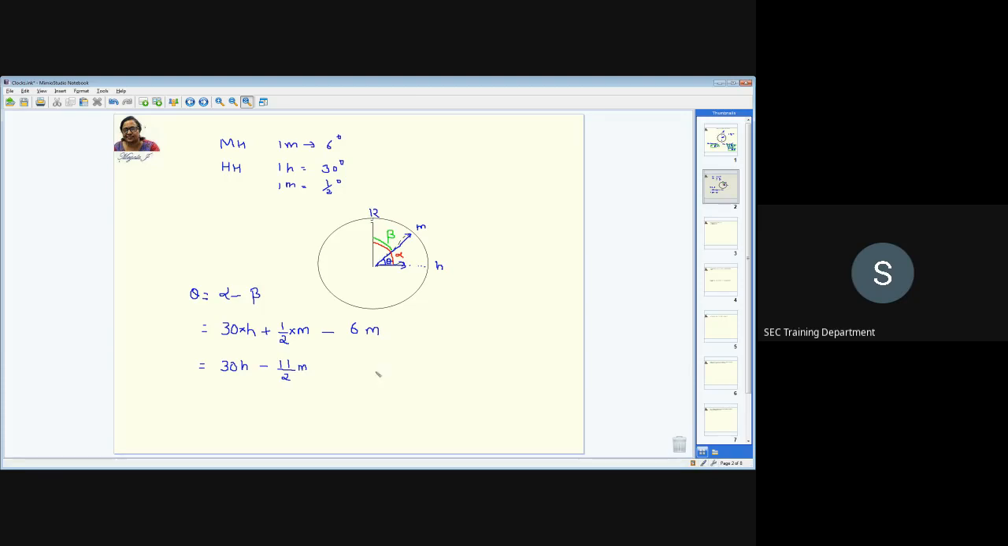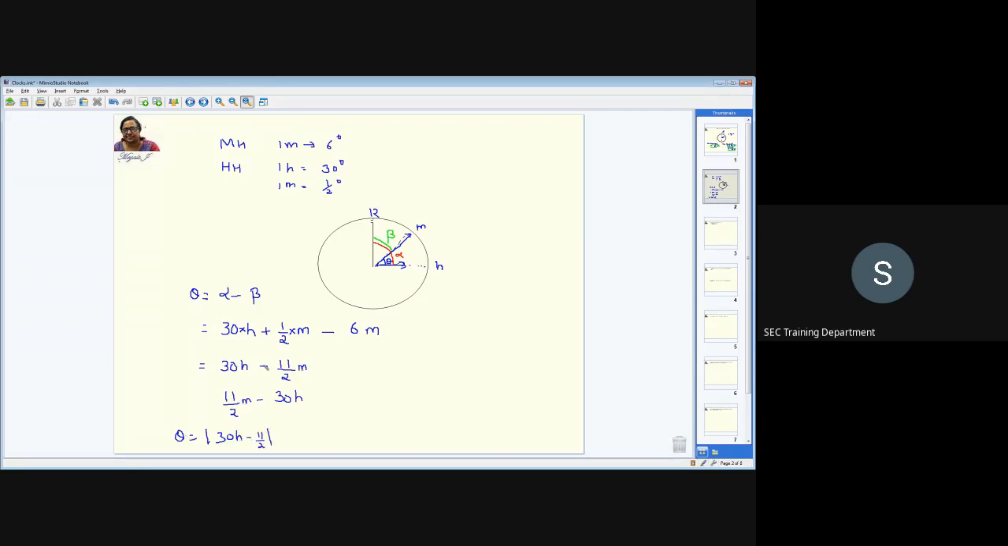In that case, we have to go for the reverse, like beta minus alpha. So when you go for beta minus alpha, it is just the other way: 11 by 2m minus 30h. You can still work this out. So overall, we can say the formula here is that theta is nothing but the modulus of 30h minus 11 by 2m. Do you know what is meant by modulus?